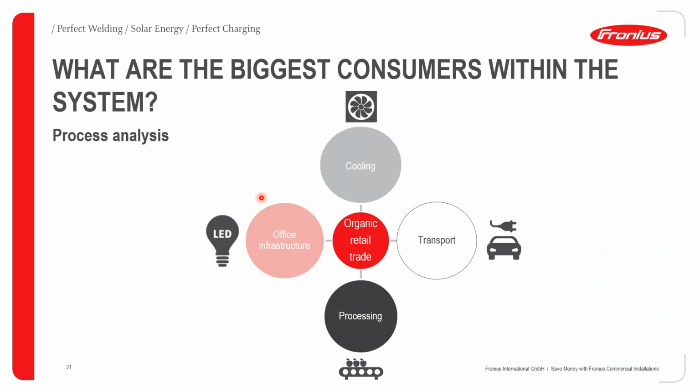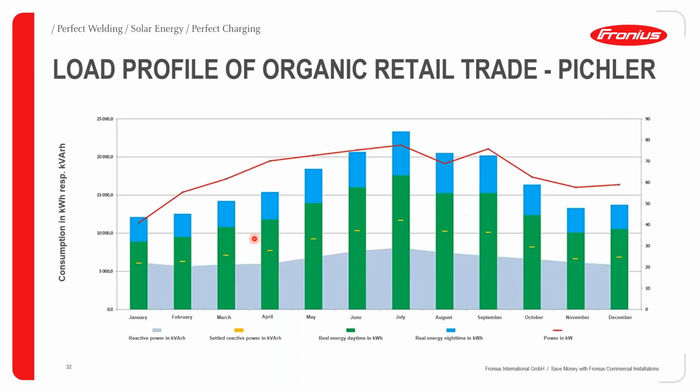Another processing company, so it will require facilities for cooling. So we have cooling, transportation, like I told you, they have a fleet of vehicles, EVs, and then we have processing machines, office infrastructure, and then of course some lighting points. So these constitute the major consumers within the system.